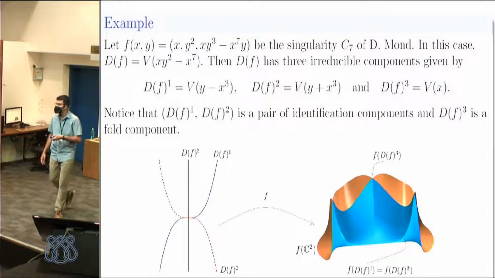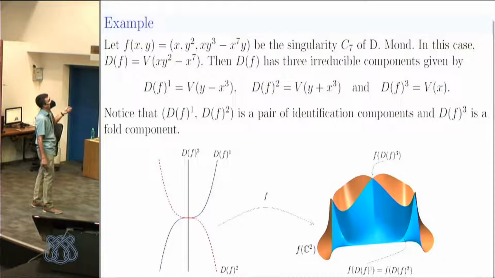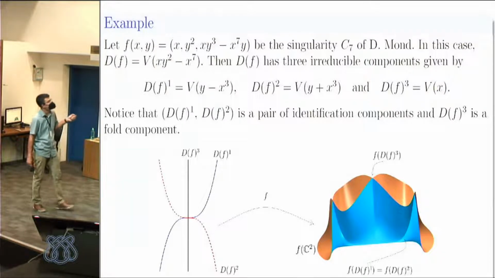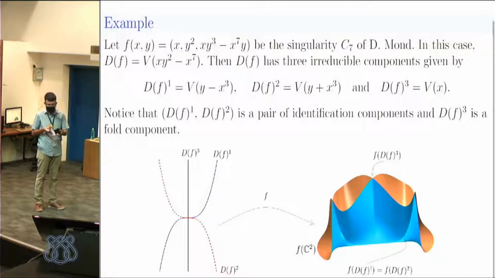So this is better explained with an example. Here is an example to illustrate this definition. Here you have the singularity C7 of the 1 given by x y squared, x times y cubed minus x^7 times y. In this case, the double point curve has 3 branches, 3 irreducible components. DF1 is given by this equation, DF2 is given by this equation, and this forms a pair of identification components. You can see this in the picture. The red curve and the blue curve have the same image, this curve. And the black curve has this image. It's something like the cross cap. You have a curve here, and you take this. This is a fold component. Okay? Right.